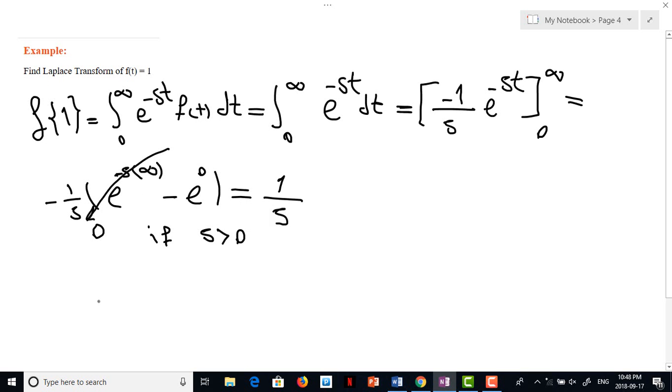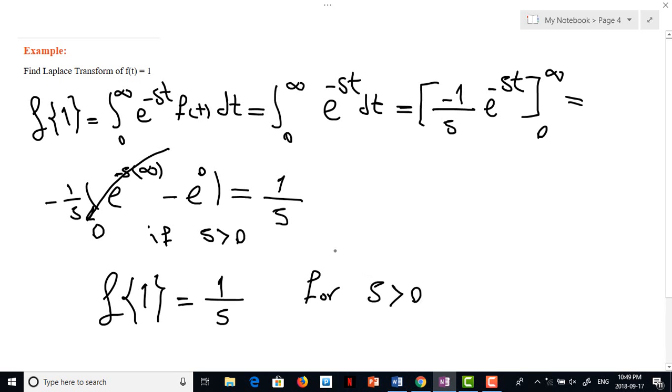So we can say that the Laplace transform of function 1 is equal to 1 over s, but it's just for s greater than 0. For s less than 0, we don't have any Laplace transform. So it was a very simple example on how we apply the definition of Laplace transform to find the Laplace transform of a constant function. Now we solve another example.